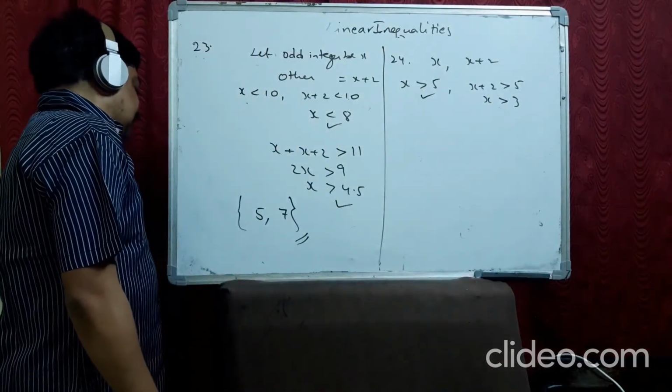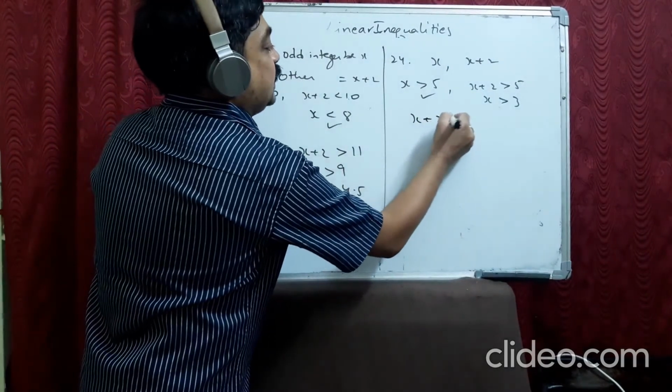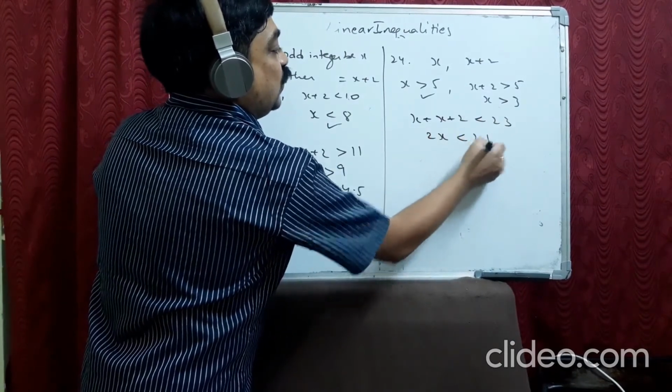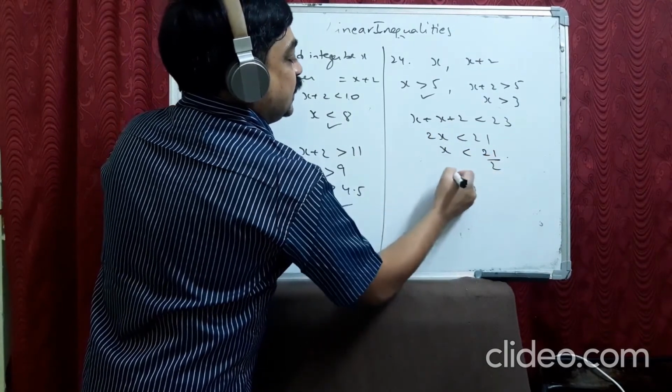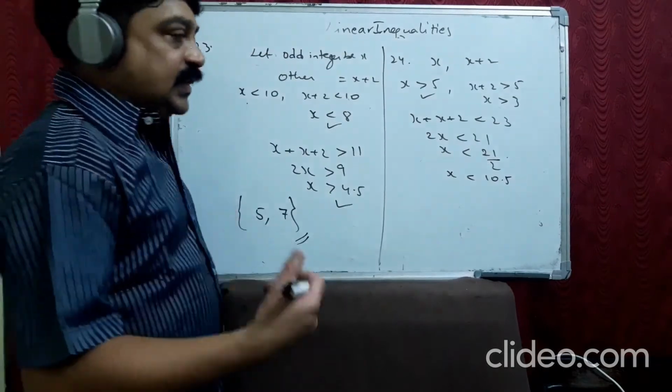Such that their sum is less than 23. Sum means addition is less than 23. So 2x is less than 21. x is less than 21 by 2. That means x is less than 10.5. That means it should be more than 5 and less than 10.5.